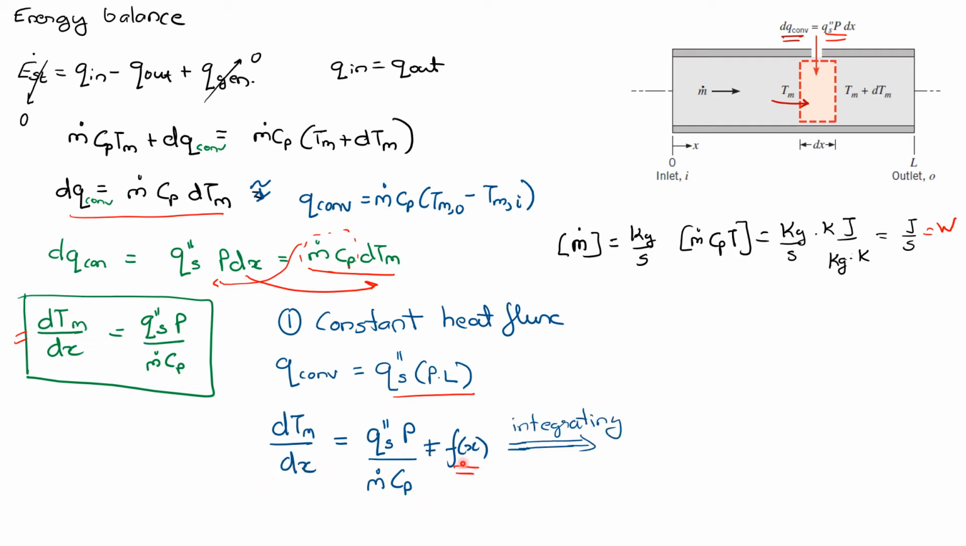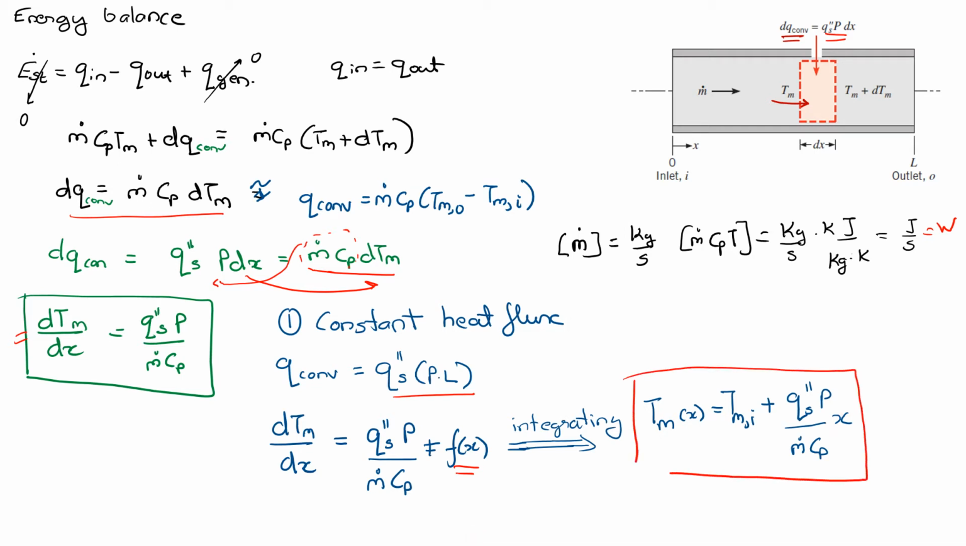I will integrate this equation. So left hand side by Tm, right hand side by dx, we'll get a constant. And let's say that constant is Tmi, and plus we'll get a factor of x after integrating. So this is the temperature distribution or the equation for mean temperature variation with respect to x that we get.